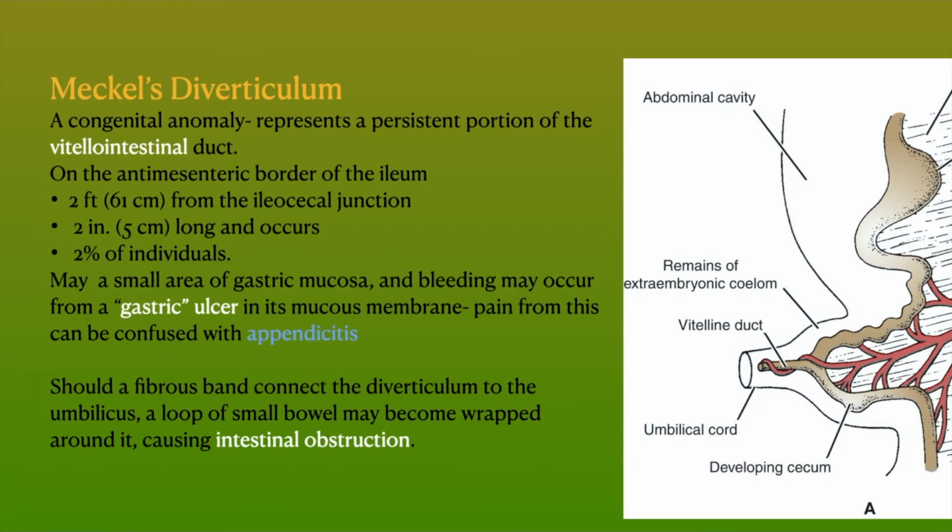The importance of the Meckel's diverticulum is it can contain a bit of gastric mucosa which can bleed, presenting just like an appendicitis when actually it would be a gastric ulcer that's causing pain and bleeding. Should there be a fibrous band connecting the diverticulum to the umbilicus, a small loop of bowel can get trapped around it, causing intestinal obstruction.